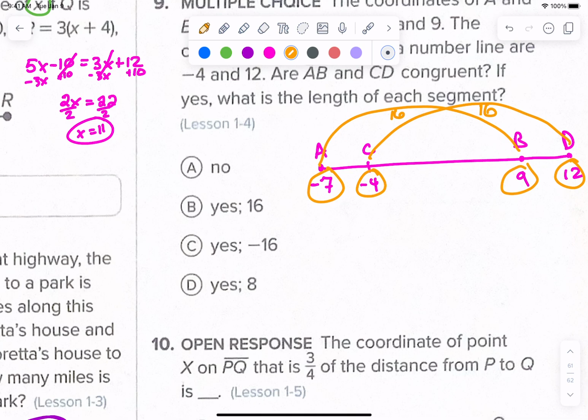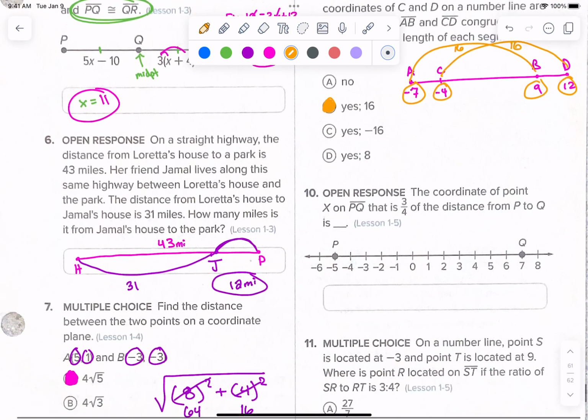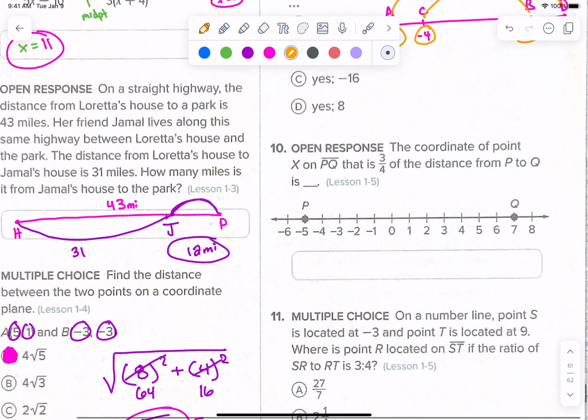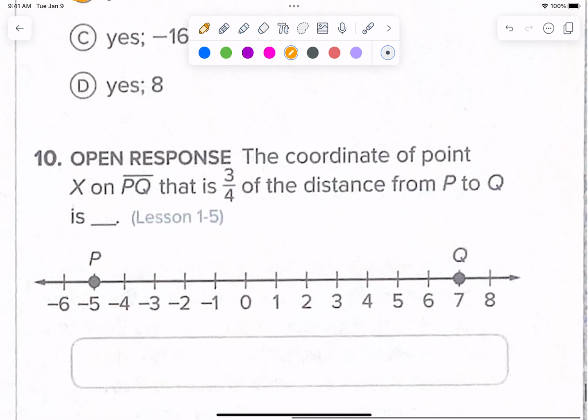Is it A, B, C, or D? B, because it's 16. It's not -16, it's just 16. Good? Happy with that? That wasn't too bad. You probably could have done that without having to draw a diagram, but why not? All right, these are going to be the icky ones. Number 10 and 11, these are going to be the icky ones, okay? The coordinate point of X on PQ is 3/4 of the distance from P to Q.